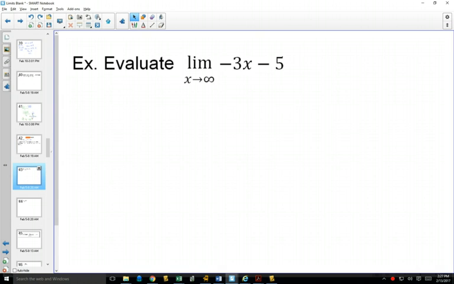What happens to this graph as x gets really, really big? It approaches negative infinity. Because you can think of, well, the 5's not really going to matter. We're really looking at negative 3 times a big number. And a negative number times a positive number will be negative. So this limit will go to negative infinity.